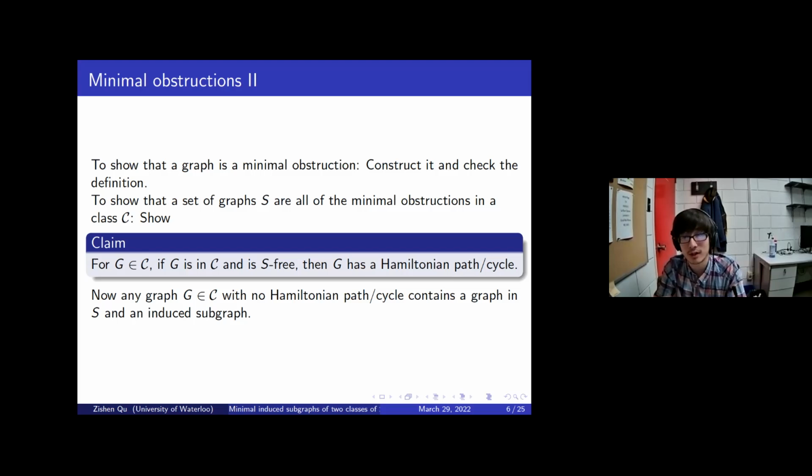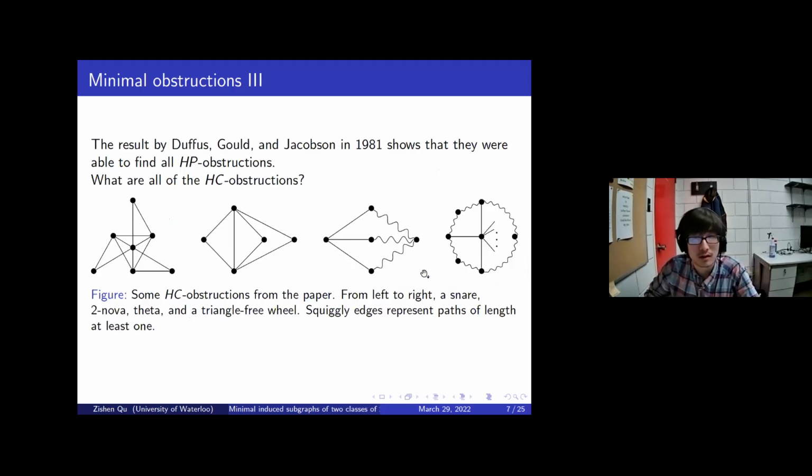Of course, the real question is to characterize all of them. And to do that, you show that, I have a set S and I think that it's all of the minimal obstructions. Then if G is two connected, I wrote in the class to make it more general, but if G is two connected and it's S free, then it should just have a Hamiltonian cycle. So if you have any graph that has no Hamiltonian cycle, it's going to contain one of these minimal obstructions in this sense.